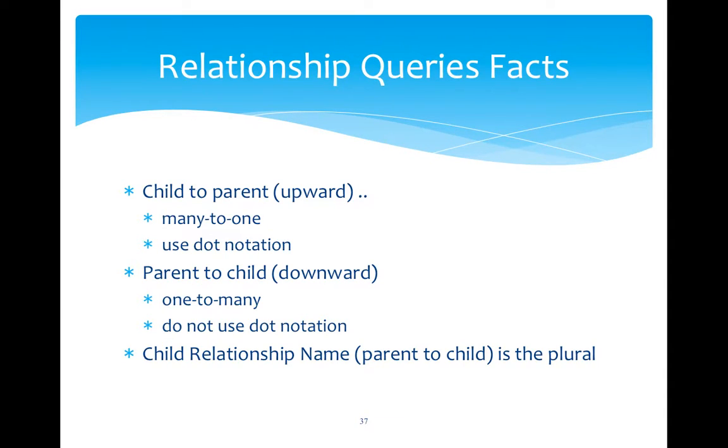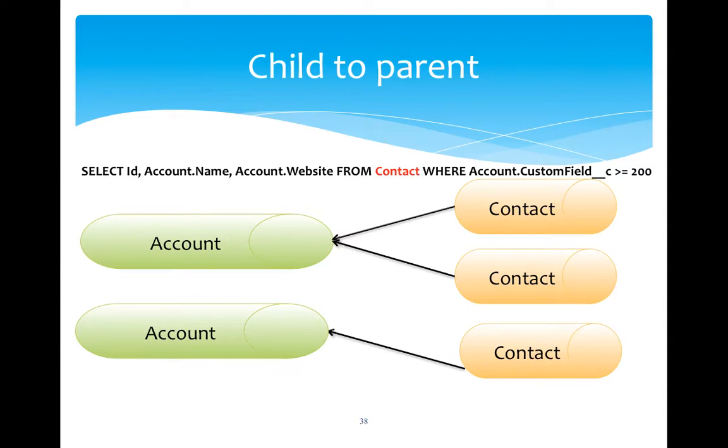If we talk about relationship queries, there are two kinds. One, we can run a child to parent query, which is also called an upward query, and another is a parent to child query, which is downward. We go from parent to child. So let's see how we can run these queries.